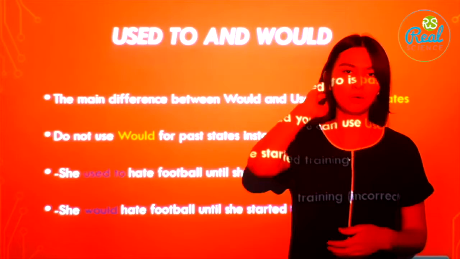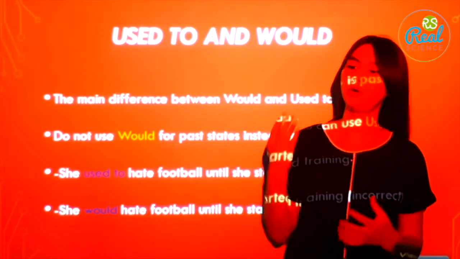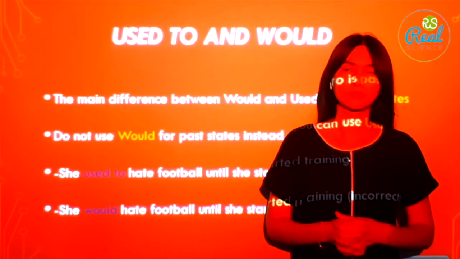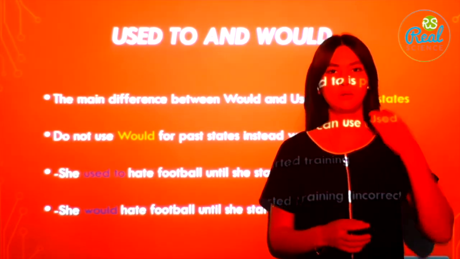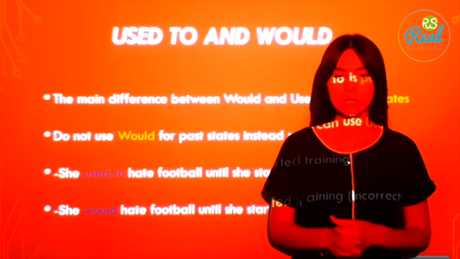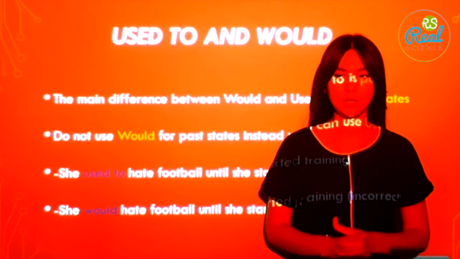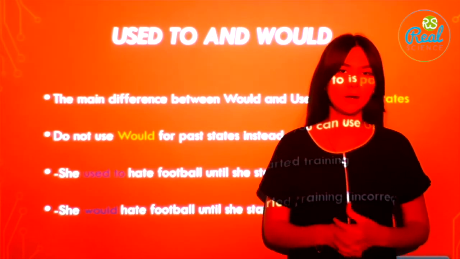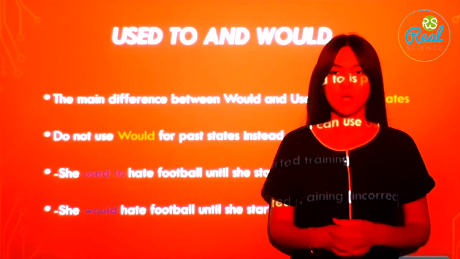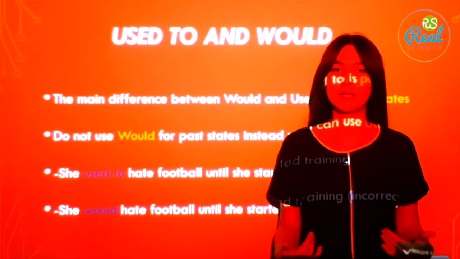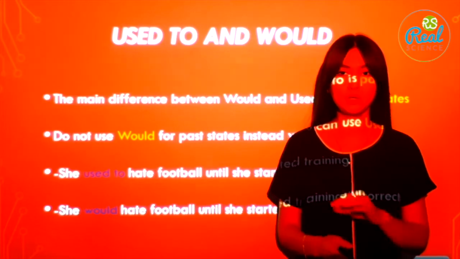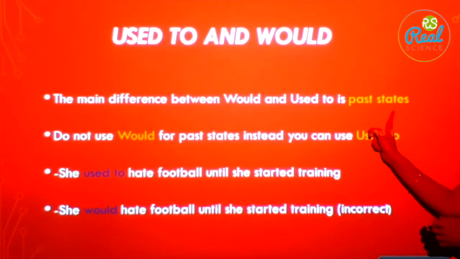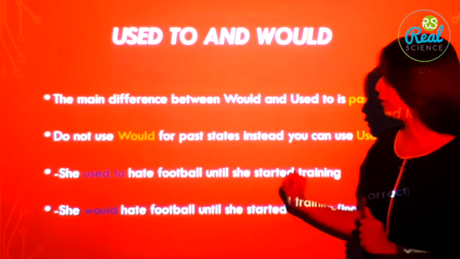Past states. What are past states? Our past. An action that happened in the past. No. A state is your condition. For example, let's say hating, liking. These are the states, okay? Do not confuse them. So for past states, for our past condition, we can use used to, but would is not possible. Do not use would for past states. This is incorrect.